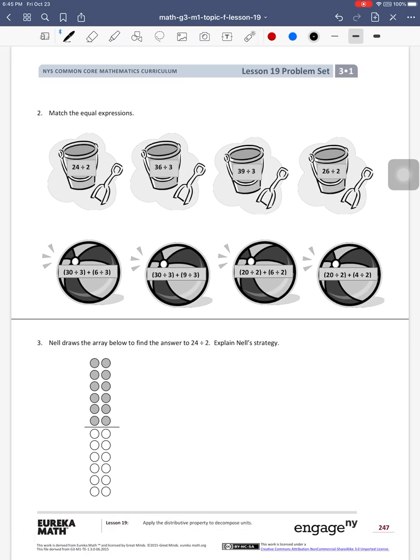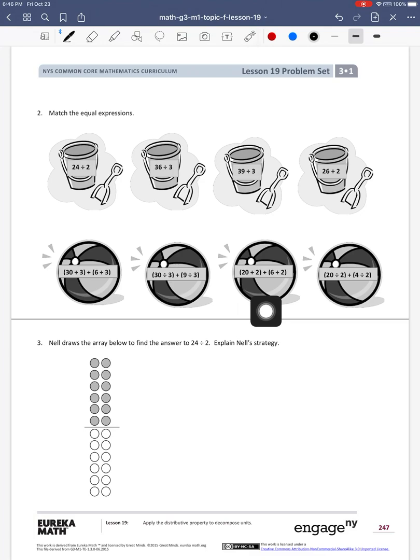Match the equal expressions. All right, so 24 divided by 2. I would break apart 24 probably by, let's see, does 30 and 6 equal 24 from this first one? No, 30 plus 6 does not equal 24. That equals 36. So it can't be that one. Well, let's look at our second beach ball. 30 plus 9. Does that equal 24? No, 30 plus 9 equals 39.